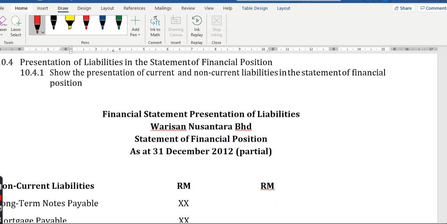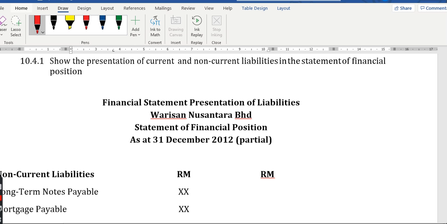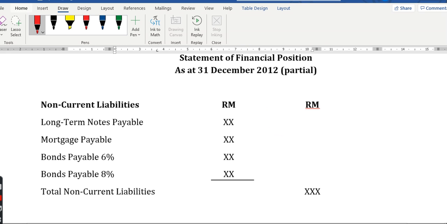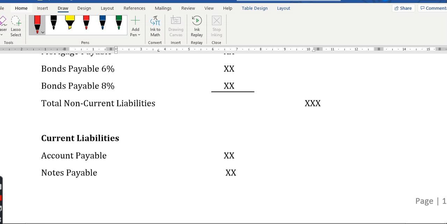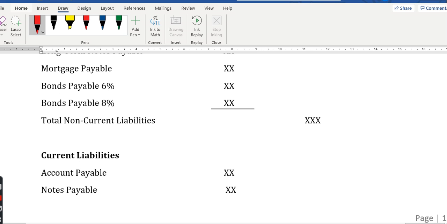Now we look at how we present our liabilities in the financial position. This is very easy actually. As usual, you will separate your liabilities into non-current liabilities and current liabilities. Your non-current liabilities will be on top. You list down all your non-current liabilities, total up the amount, add up with our current liabilities, and then total up everything.